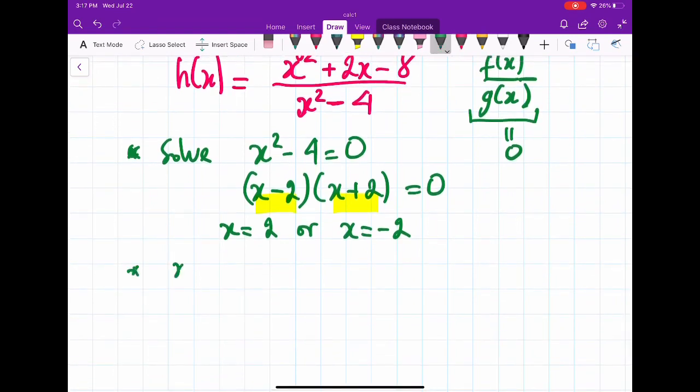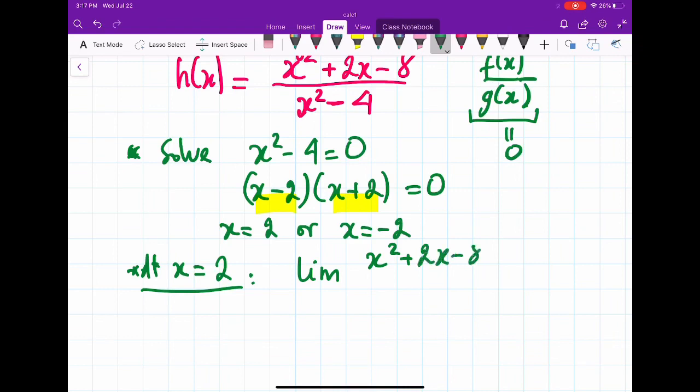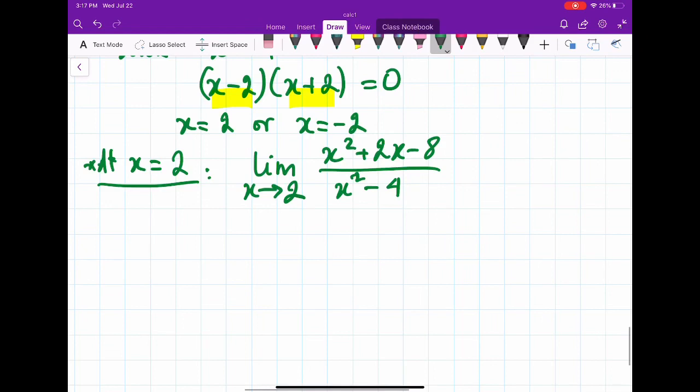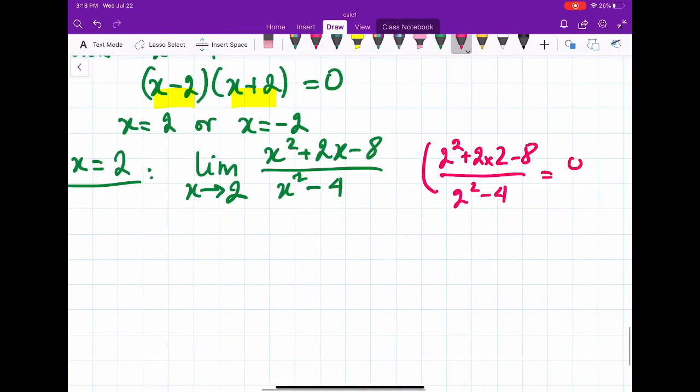Now let's check at x equal to 2. What happened? We need to find the limit, right? We need to evaluate the limit of x squared plus 2x minus 8 over x squared minus 4 as x approaches 2. Now you just plug 2 into the function. What do you get? When you plug 2 into the function, you get 2 squared plus 2 times 2 minus 8 over 2 squared minus 4. And you got 0 over 0.